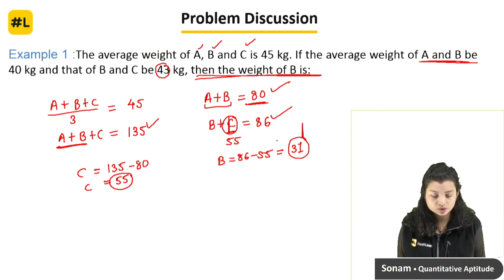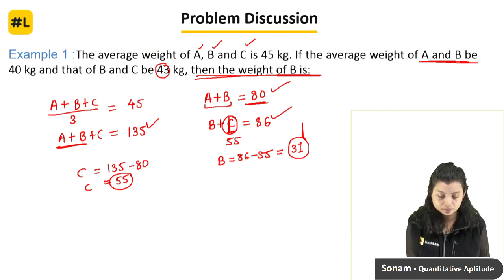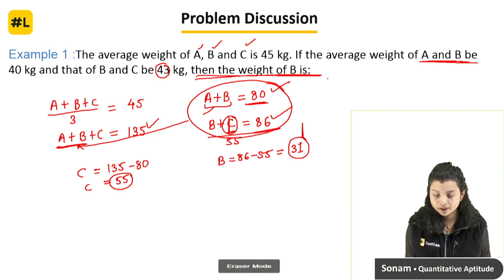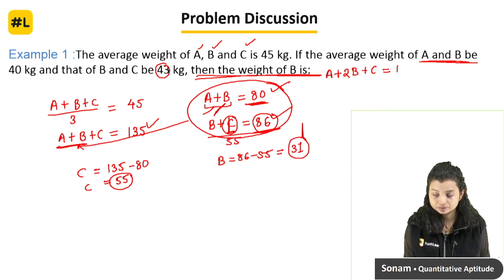Right? So this is how you can do. This is one way, just replacing it and getting the value. Another way is, you can add these two equations. Try to add these two equations. So what will I get? I will get A plus 2B, because I am adding these two equations. So A plus 2B plus C is equals to 80 plus 86. That will be 166. Correct?